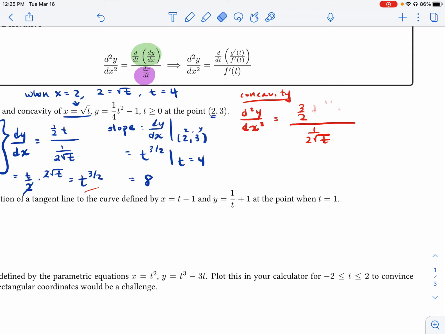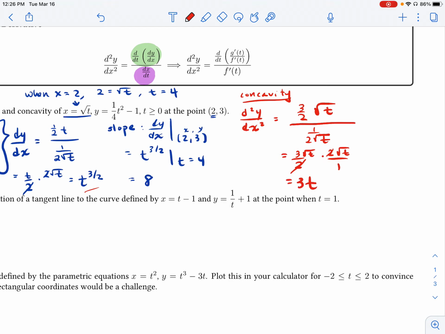And actually, let me just go ahead and leave that as root t here. So to clean this up, what do we have? We have 3/2 root t. When we divide by a fraction, it's multiplying by the reciprocal, so 2 root t over 1. And that allows me to then say that's just going to be 3t.